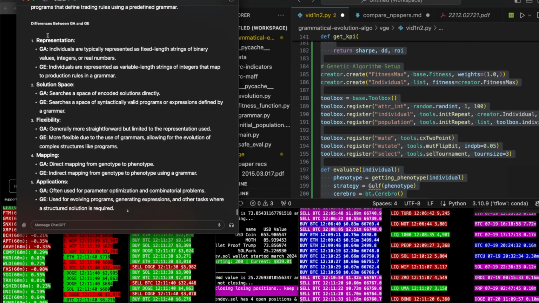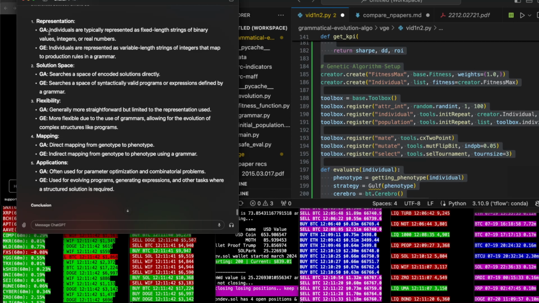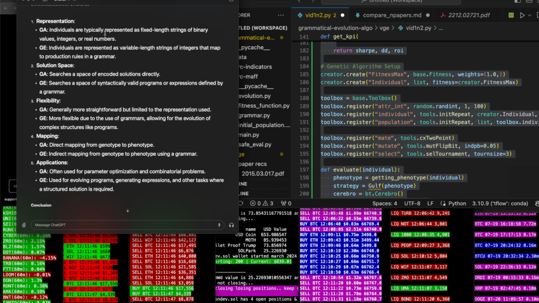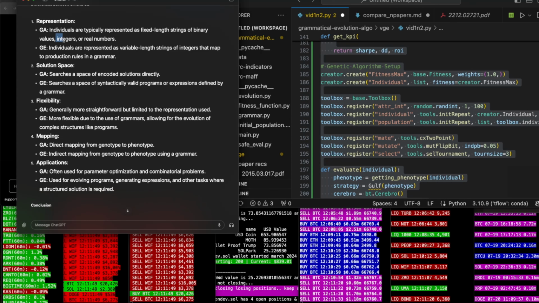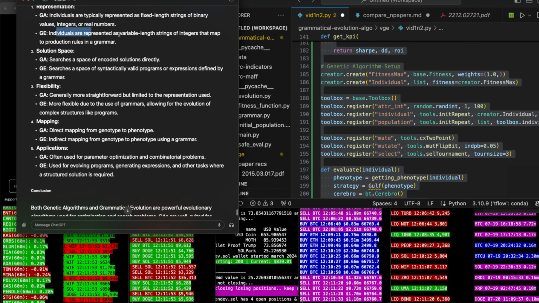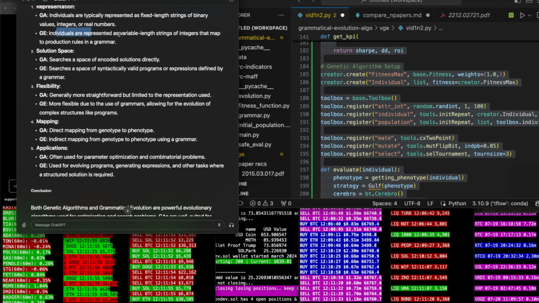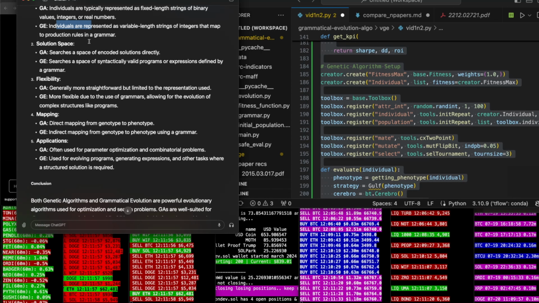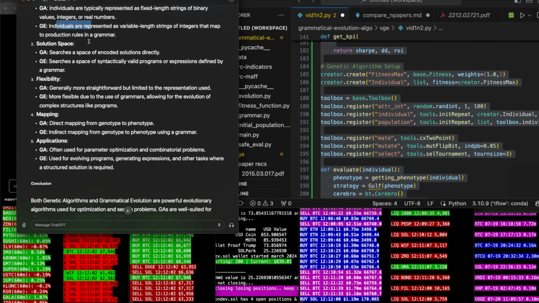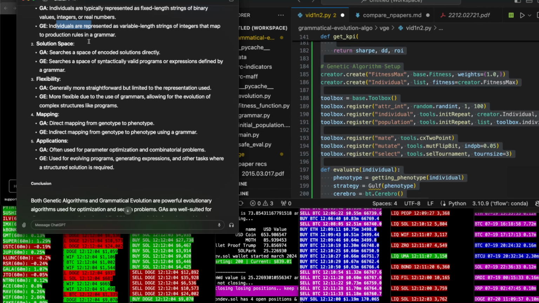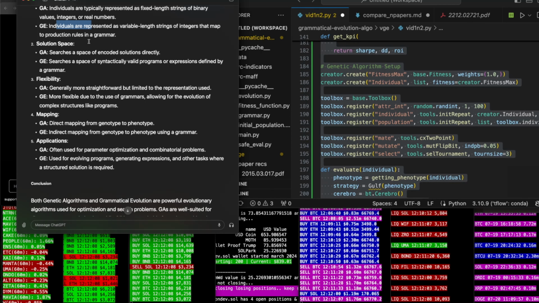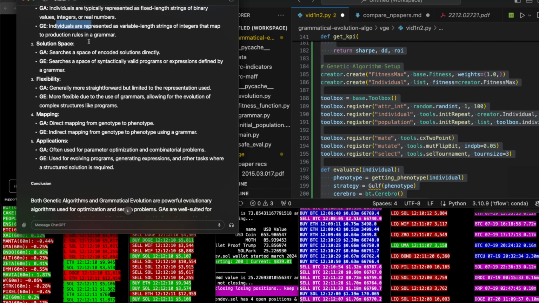The difference between GA and GE representation. GA individuals are typically represented as fixed length strings of binary values, integers, or real numbers. GE's individuals are represented as variable length strings of integers that map to production rules in a grammar. So the solution space: GA searches a space of encoded solutions directly. GE searches a space of syntactically valid programs or expressions defined by a grammar.